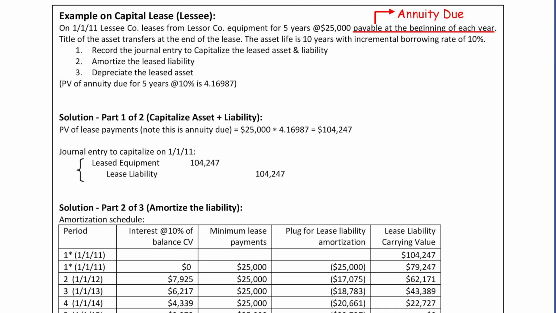Title of the asset transfers at the end of the lease. So this is the O of the OWNS criteria met. Hence, this is a capital lease. We have the asset life of 10 years and incremental borrowing rate 10%.